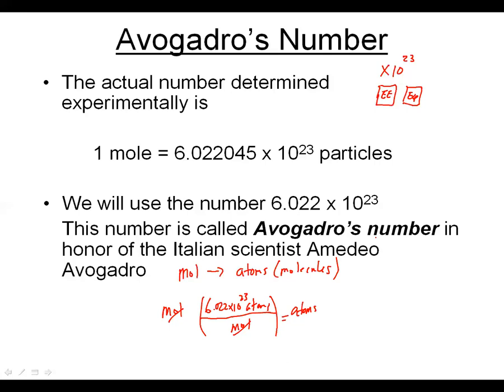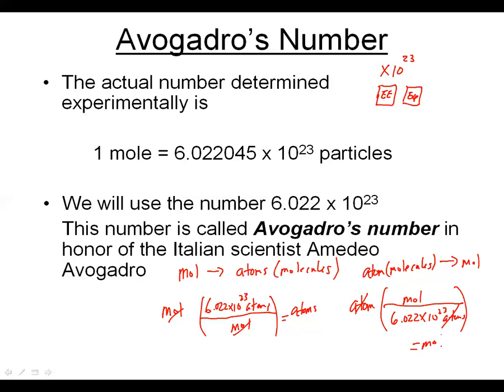And we also can use Avogadro's number to go the other way. If we have atoms, or again, if we have molecules, which is a common unit, and we want to go to moles, we would use Avogadro's number as well. So we would start with atoms, and we would divide here by Avogadro's number. It'd be 6.022 times 10 to the 23 atoms per mole. The atoms would cancel, you'd be left with moles. So essentially the way that we use Avogadro's number is just like that. It's going to be used as essentially a conversion factor to go between those units.